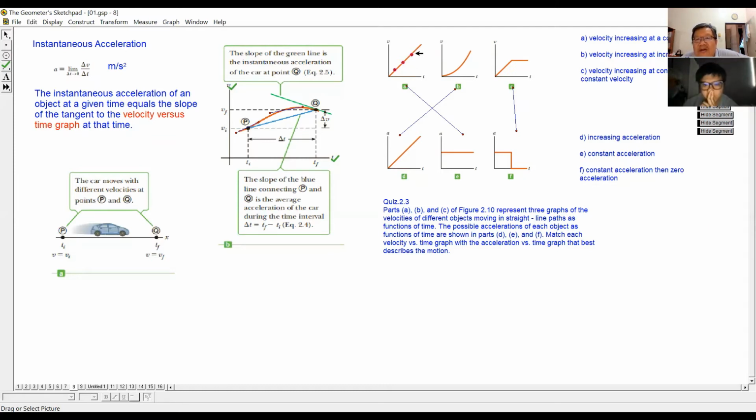So the velocity is increasing at a constant rate. What is the acceleration then?